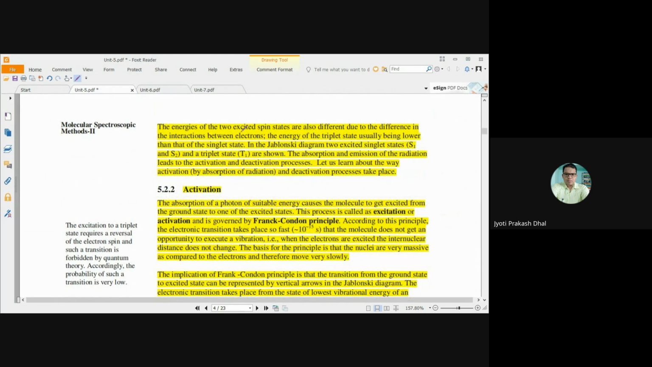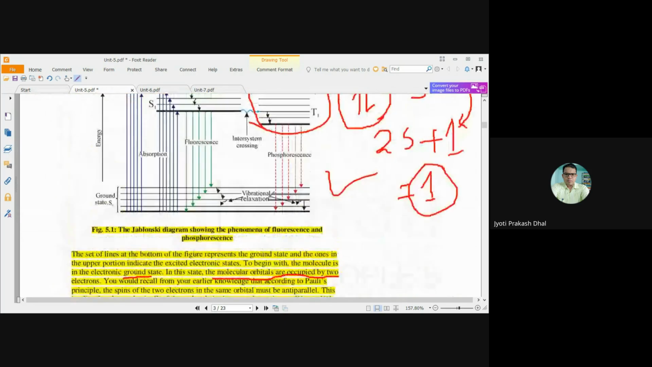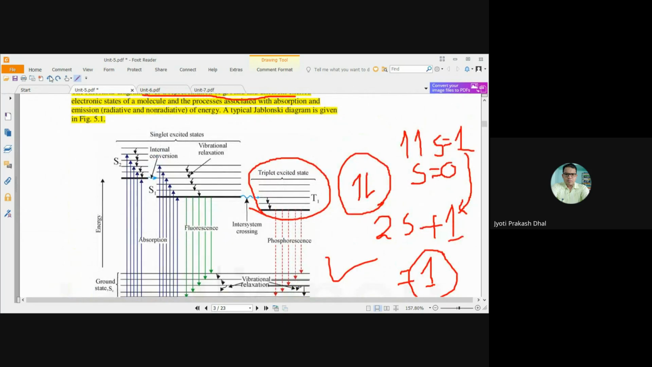The energy of the two excited spin states is also different due to the difference in the interaction between the electrons. So the energy of the triplet state is usually lower than the singlet state. In the Jablonski diagram, the two excited singlet states, S1 and S2, and a triplet state are shown.